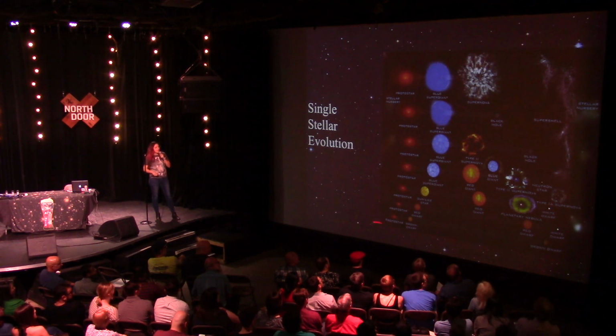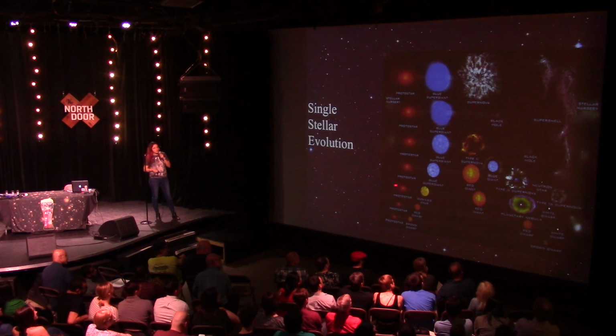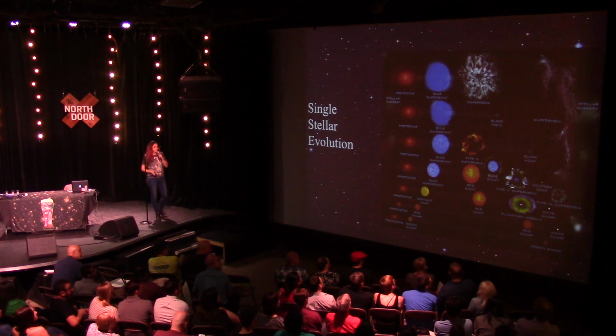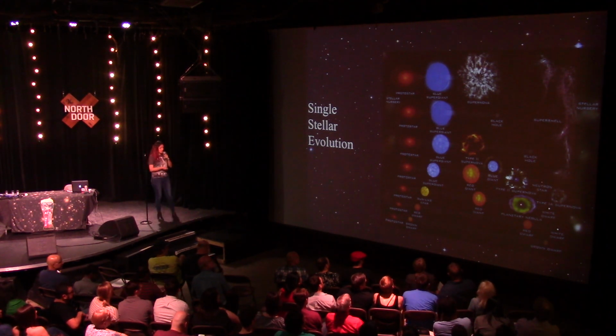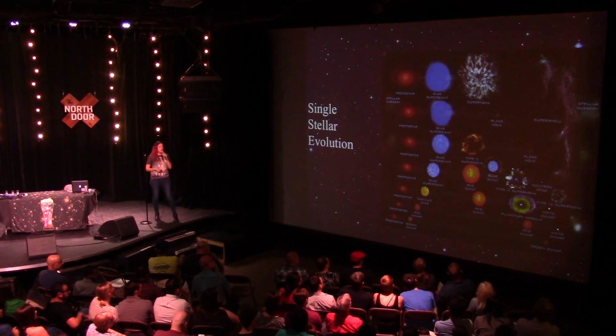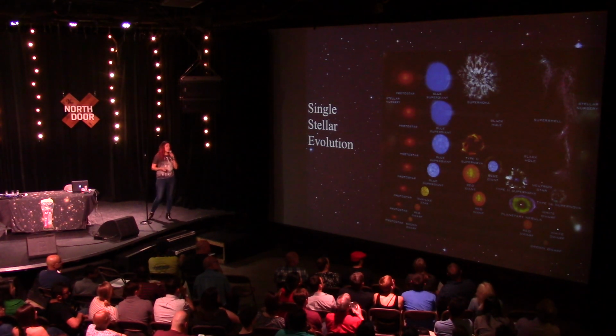But as I said, 98% of them are going to become white dwarfs in the end. So they're going to evolve. It's really straightforward, like you don't have to think about it. But when we go to binary evolution, things get a bit more complicated.